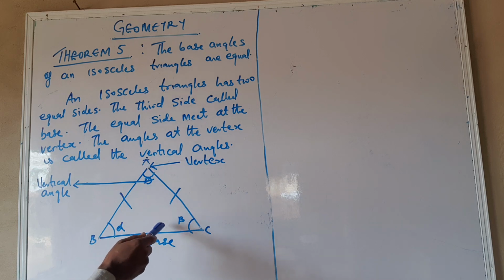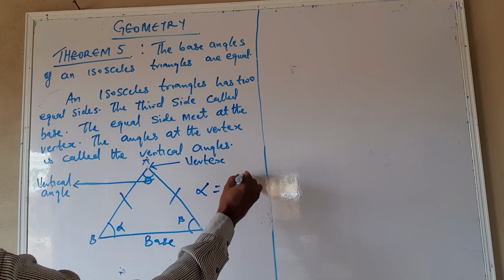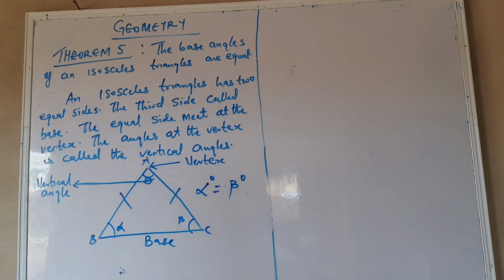And the other two angles, the ones that make the base, they are said to be equal. That is, alpha is equal to beta. This alpha is equal to beta. But do not forget that what? Alpha plus beta plus this theta are all equal to 180 degrees. That is the sum of the angles in a triangle. So we should not forget that.